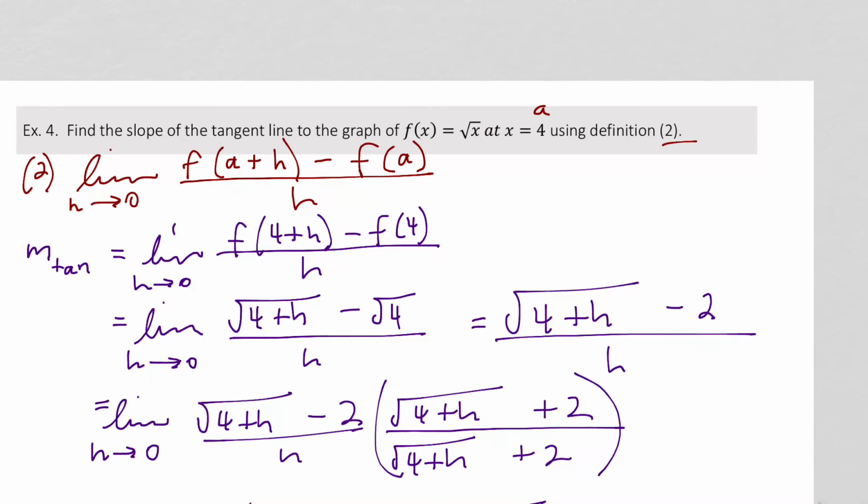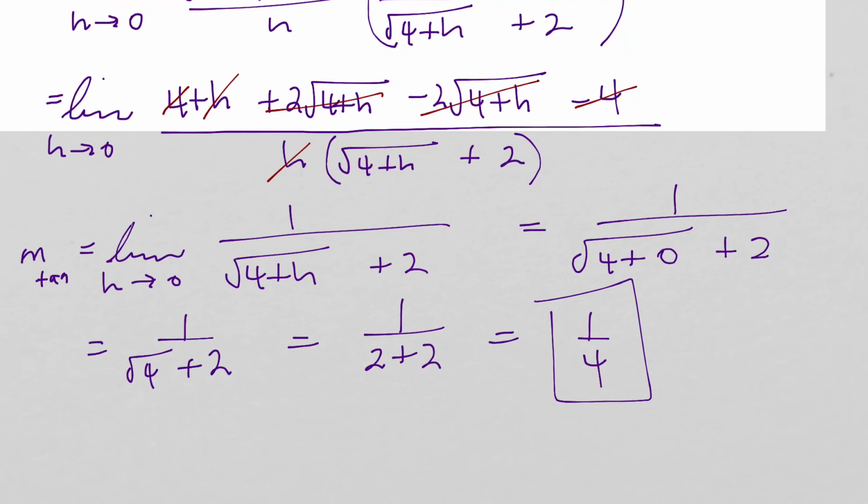Actually, x is equal to 4. All right, so this is my slope of the tangent line at x is equal to 4.